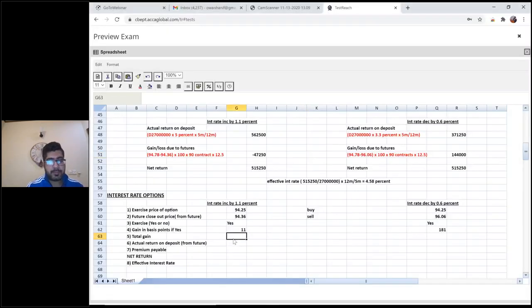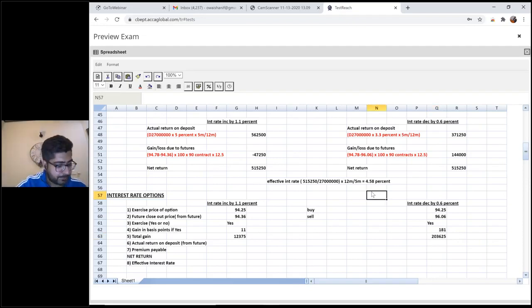So gain in basis points 11 into number of contracts 90 into tick 12.5. Is it okay? Open the detail. Gain in basis points 11 into number of contracts 90 into tick 12.5. And here, gain in basis points 181 into number of contracts 90 into tick 12.5. Right?